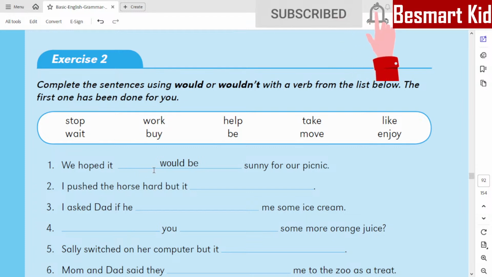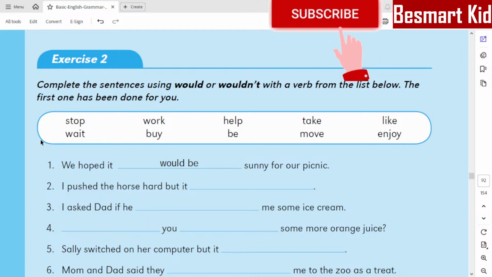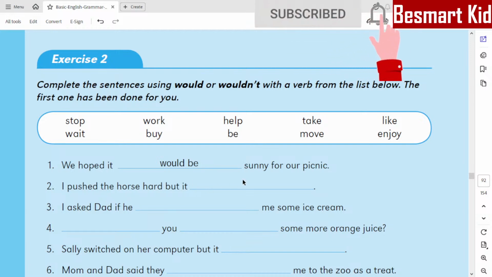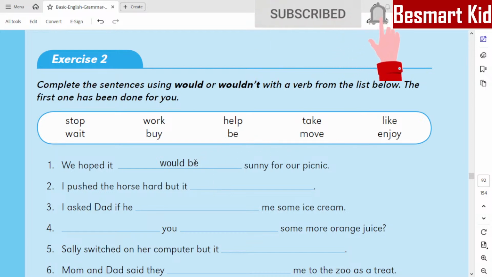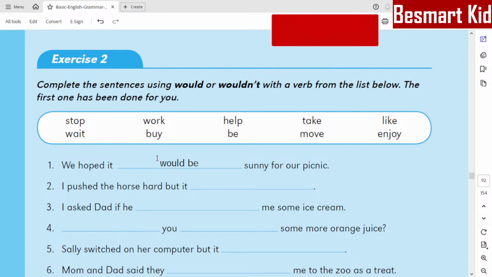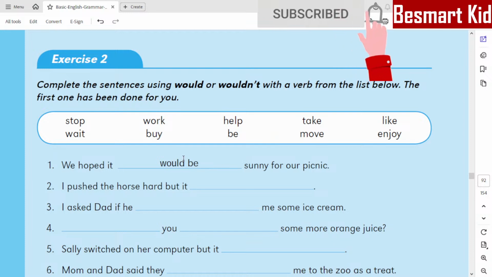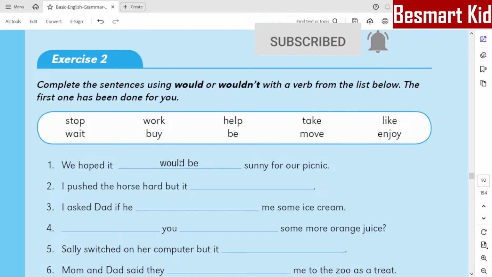That was the answer of this. So first you must know which fits here. But here in our box we have be. You put be. So you see, we put would or wouldn't. So you look. If it is would, you put would. If it is wouldn't, you put wouldn't. Before that, be.